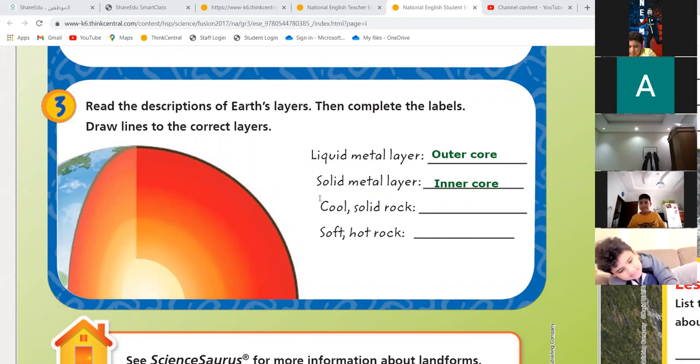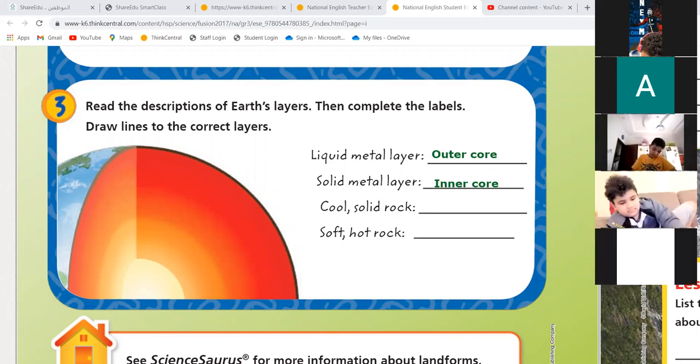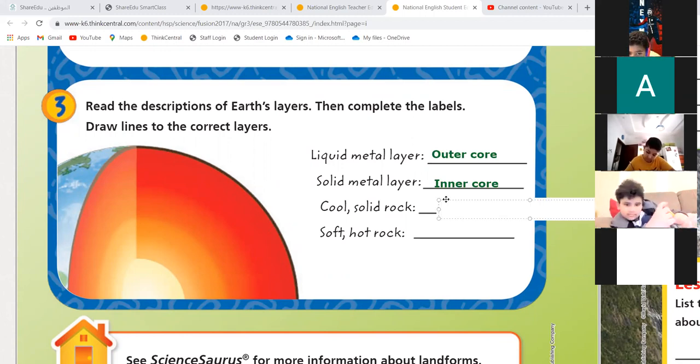Iyad, what is the cool solid rock? What do we call the name of this layer? We call it... Khalid, Iyad is talking. This is not cool. Iyad? Yes. So what is the cool solid rock layer? What do we call it? Is it the crust or the metal? Crust. Excellent. It is the crust.